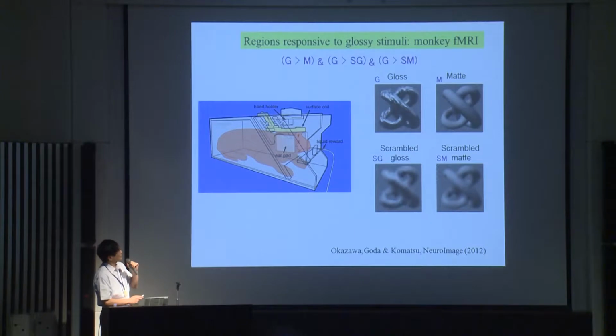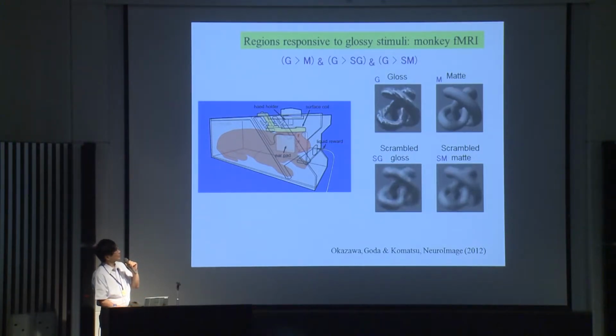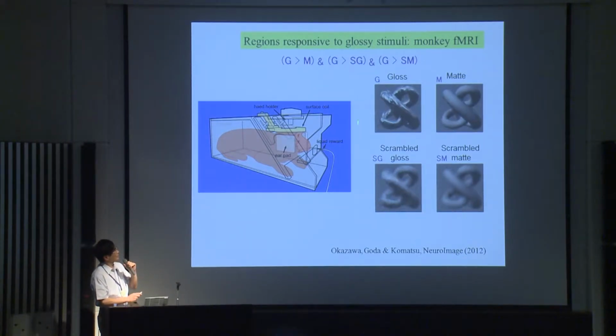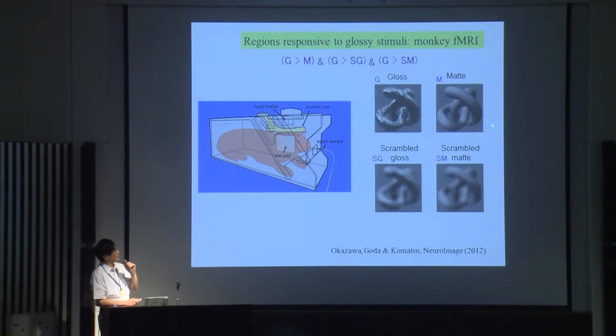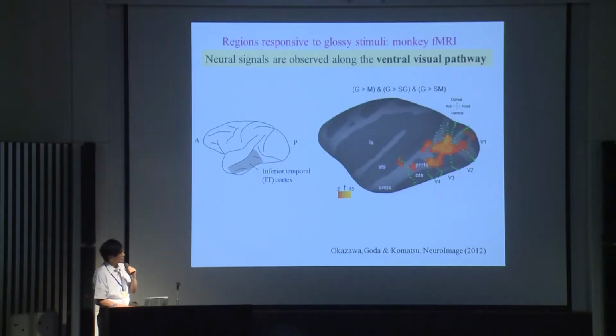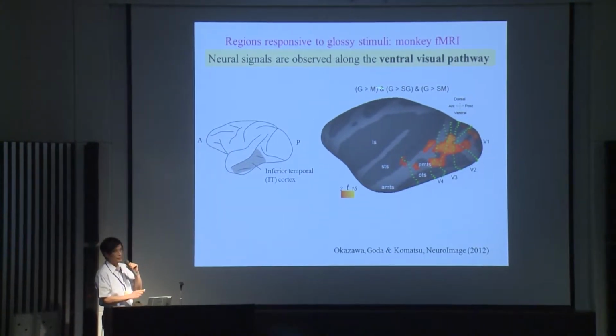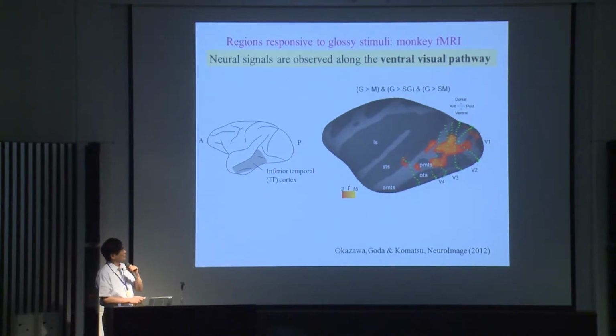These stimuli were presented one by one to the monkeys, and we measured brain activity. We searched for the area where the activity to the glossy stimulus is stronger than to any of the other three stimuli. This shows the result. Orange color indicates a region where the activity to the glossy stimulus is stronger than to any other three stimuli in the previous slide. The orange color covers the region from V1 to some part in the inferior temporal cortex along the ventral visual pathway.